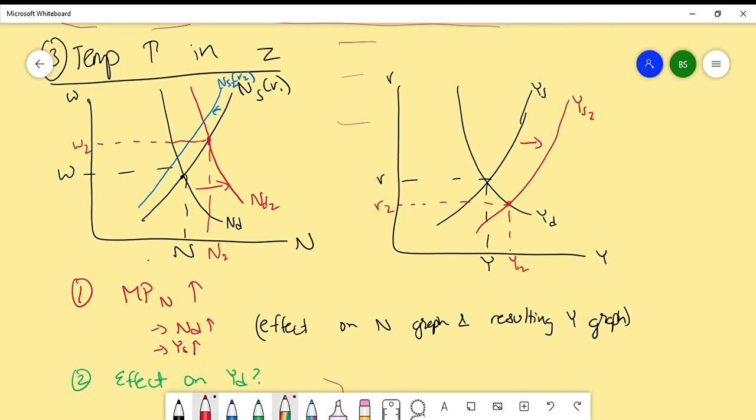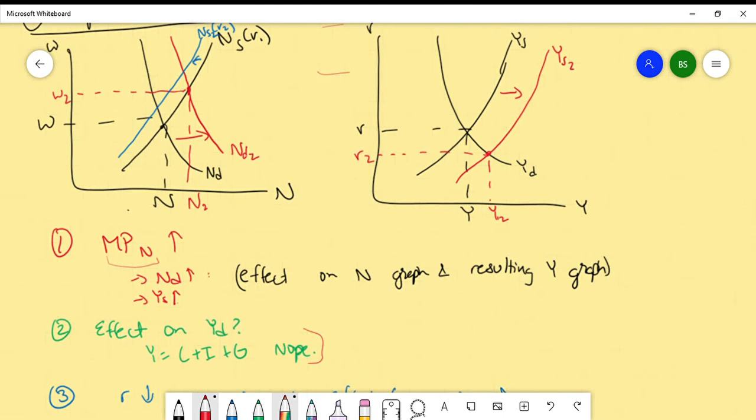So third is a temporary increase in the current productivity. First of all, if our current productivity is increasing, our firms will want to hire more. So our labor demand will increase because they're more productive. Labor demand switches to the left. And since more people are hired, our output supply also increases.